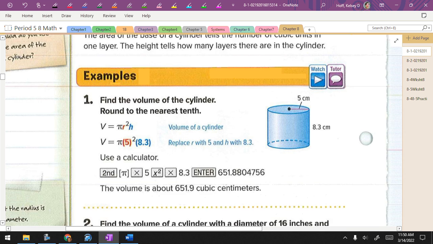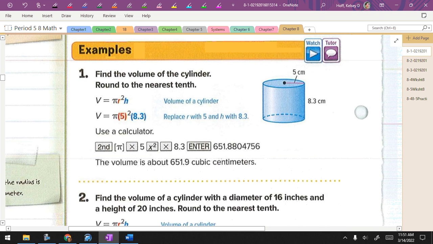All right, example number 1, just like they have. Every single problem today, you are going to write V equals pi radius squared height. Then we look over at our picture. Pi is a number, so it stays pi. Radius is the distance from the center to the outside edge, so radius squared, and our height is 8.3. Your problems today are going to have 3 lines of work. 1, just the formula. 2, filling in the numbers, and 3 will be the final answer.